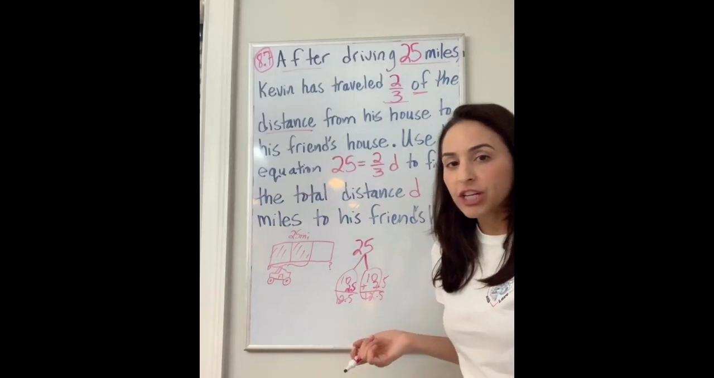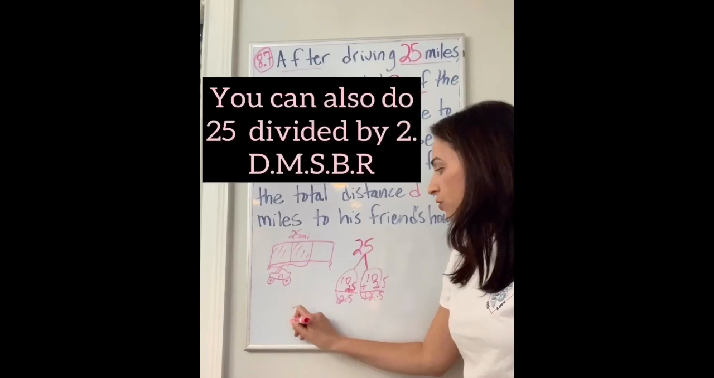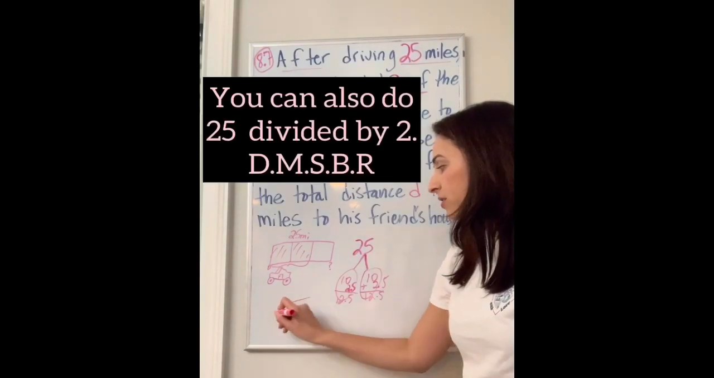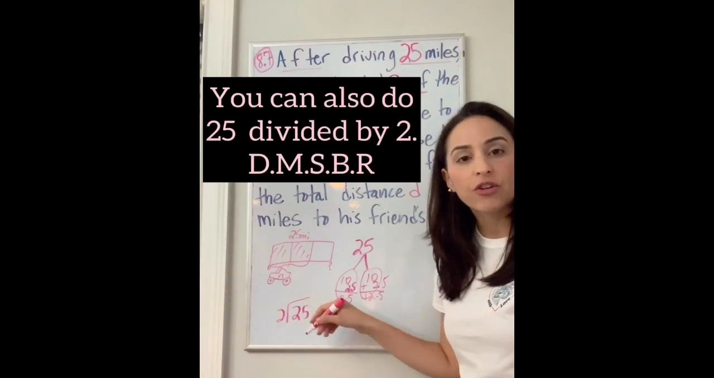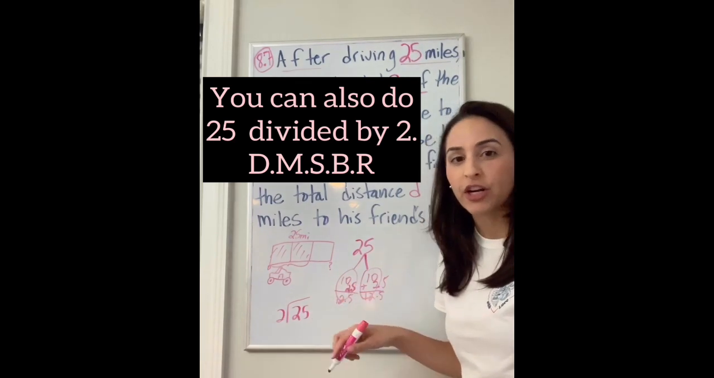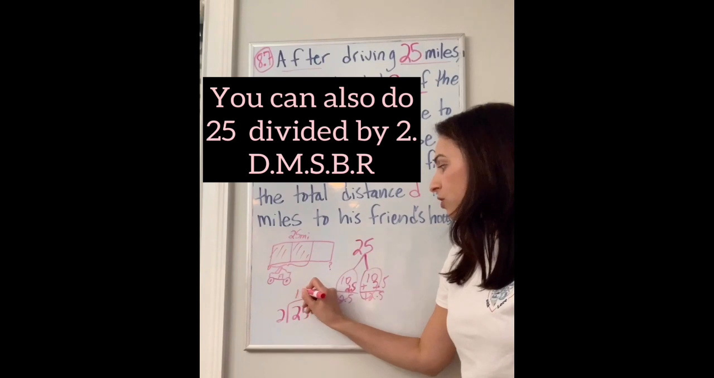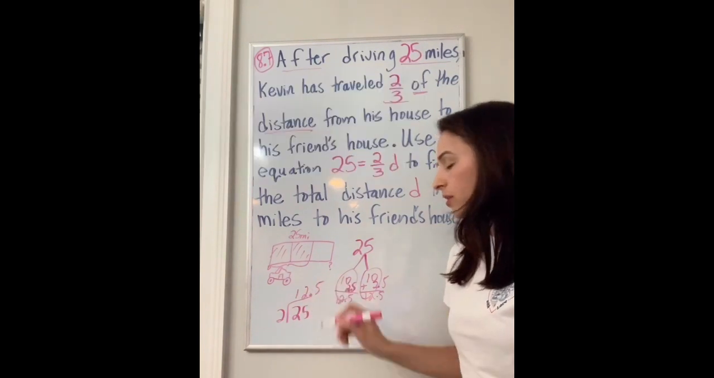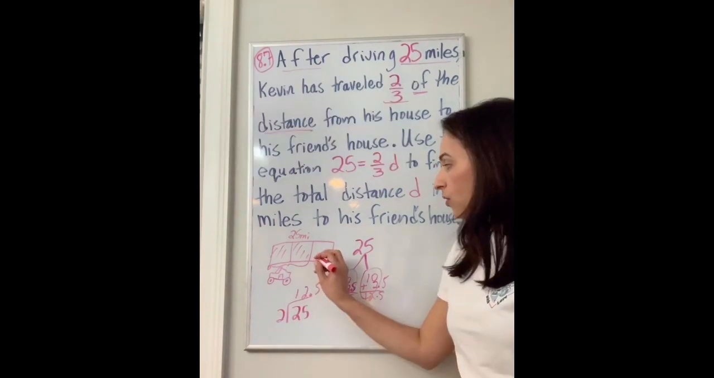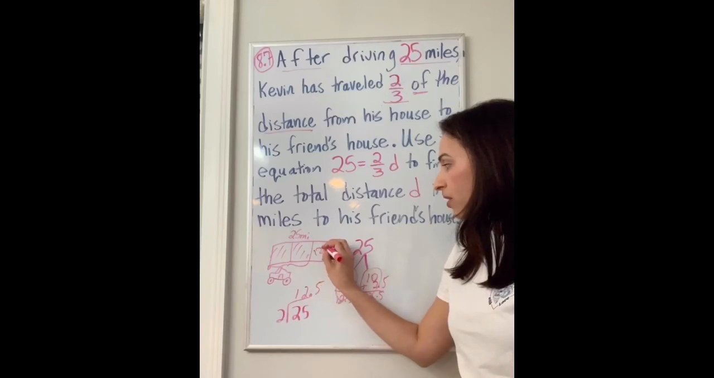Let's go ahead and do the traditional way. I could also do 25 divided by 2, and you would get 12 and a half. Okay? So now I know that this piece right here is worth 12 and a half miles.